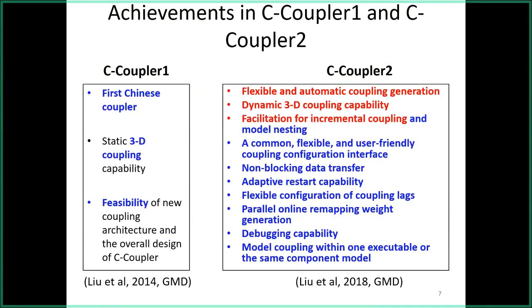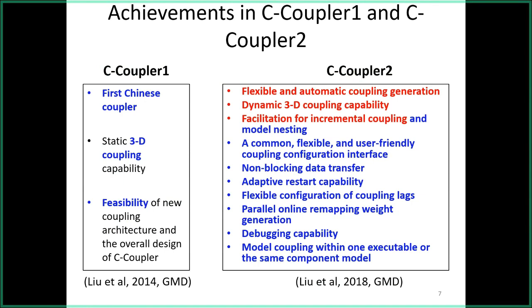Guided by the general architecture and the general software structure, we finished the first version, C coupler 1, with some functionalities such as the static 3D coupling capability. I think the most important contribution of C coupler 1 is that it proves the feasibility of the new architecture and the overall design of C coupler.